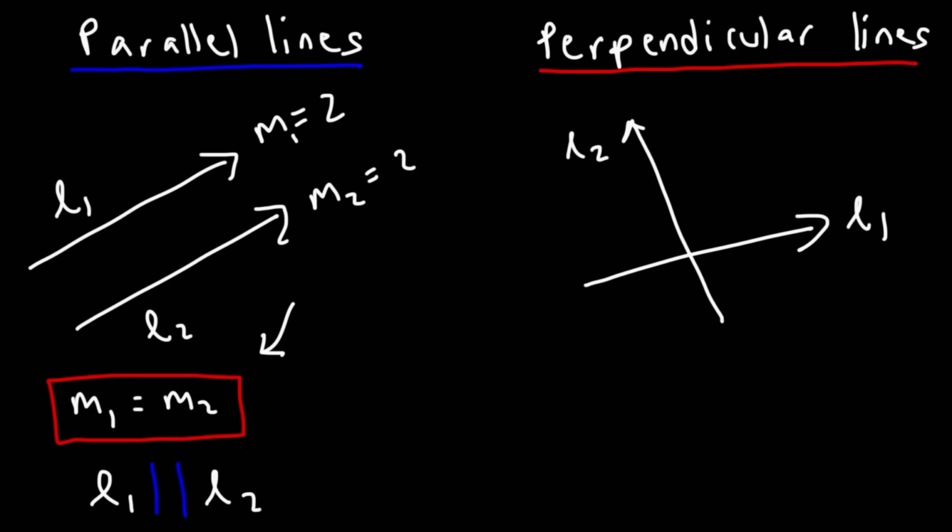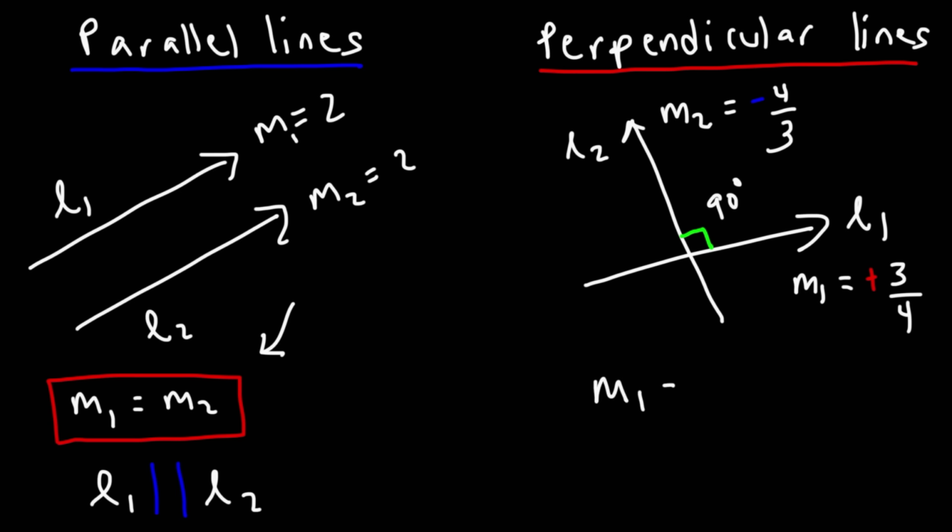Perpendicular lines intersect at right angles, that is, at 90 degrees. The slope of the perpendicular line is the negative reciprocal of the original line. So let's say the slope of line 1 is positive 3/4. The slope of line 2 is going to be the negative reciprocal. So you have to change the sign from positive to negative, and flip the fraction. So it's going to be -4/3.